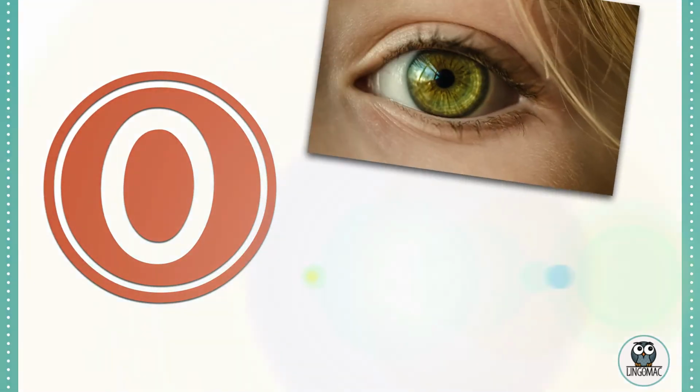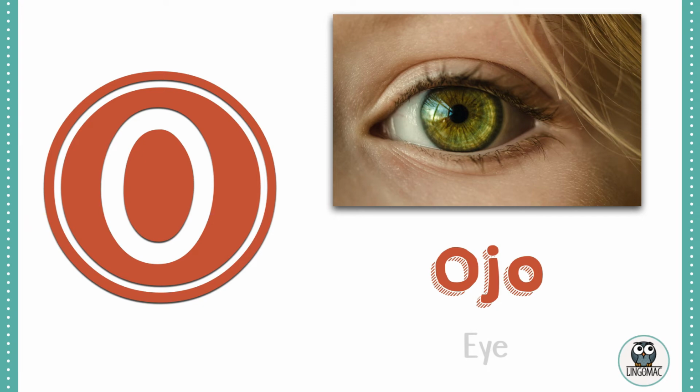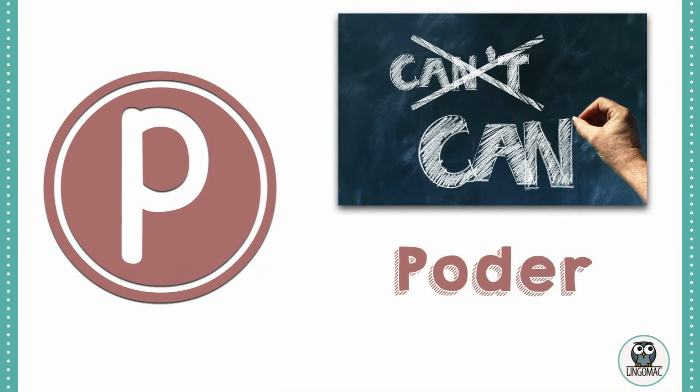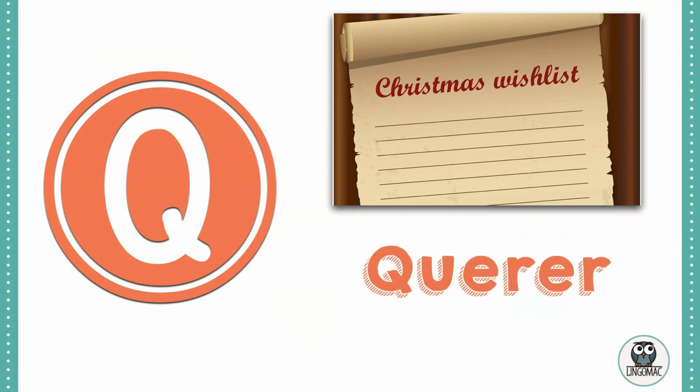O. Ojo. Your eye. Ojo. P. Poder. And this is the verb to be able to or can. Poder. Q. Querer. And that is to want something. Querer.